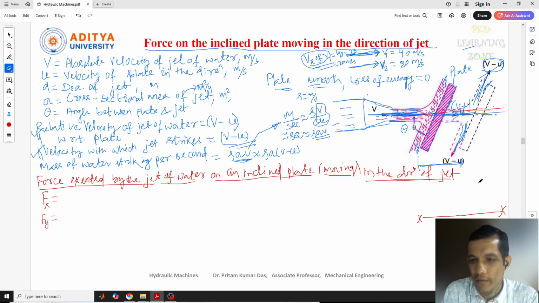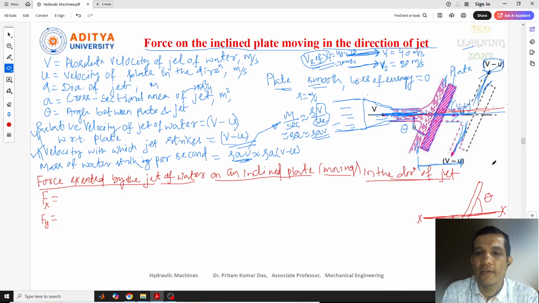Let me draw the plate here. I hope you understand. This is the direction of jet. I have just given it in the XX line, suppose. And here, let this be the plate inclination. The plate is inclined here with an angle of theta. If this is theta, on this side also we can consider this is theta.